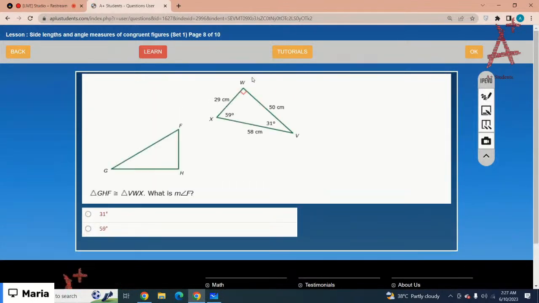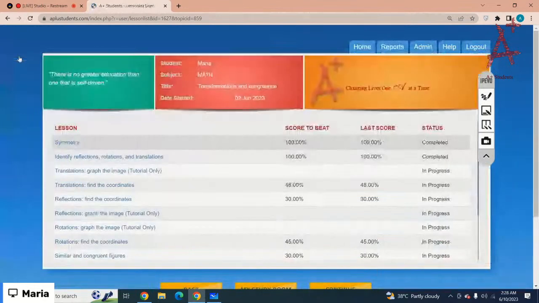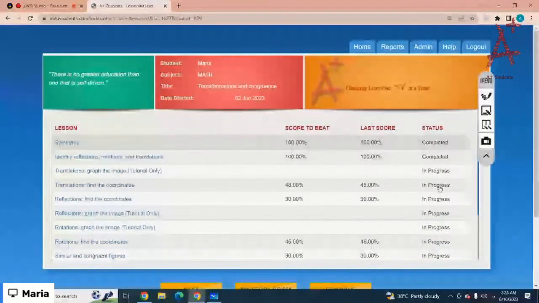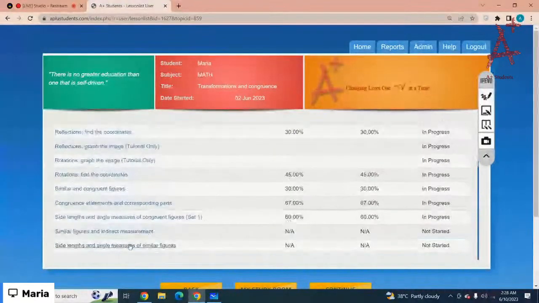Okay, you can complete the test by yourself later today. Let me just move on to the next lesson. The next lesson is similar figures and indirect measurements.